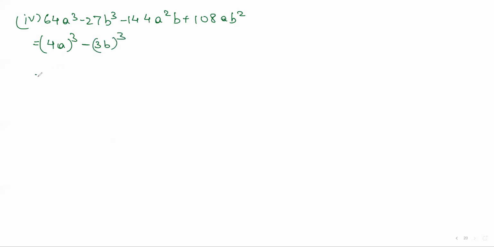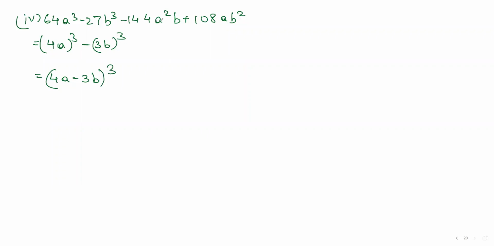64a cube minus 27b cube minus 144a square b plus 108ab square. This is equal to 64a cube, and 64 is 4 cube. So 4a whole cube minus 27b cube, which is 3b whole cube. So this is your first term and your last term. We know that the answer that you'll end up with is 4a minus 3b whole cube. I mean, this is an assumption, the most likely possibility. Let's see if that is in fact the answer.